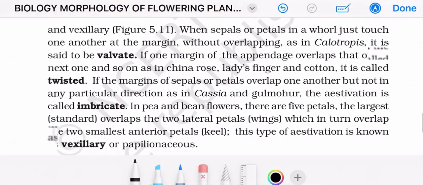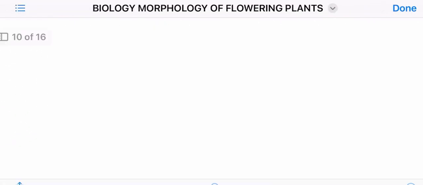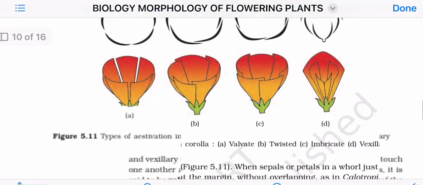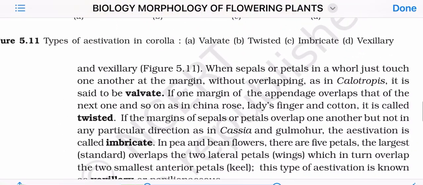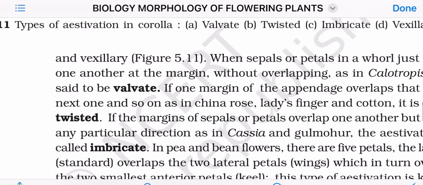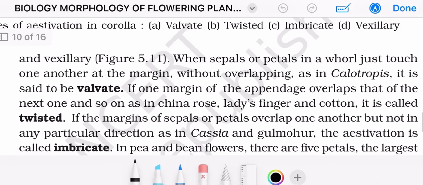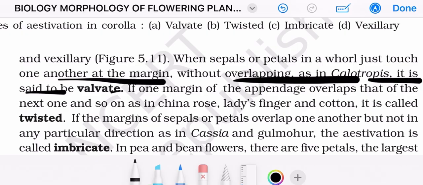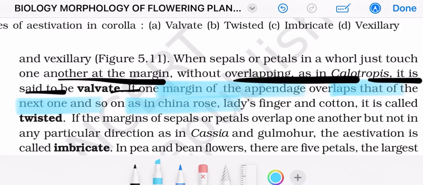When sepals or petals in a whorl just touch one another at the margin without overlapping, as in Calotropis, this is said to be valvate. When one margin of the petal overlaps that of the next one, as in china rose, ladyfinger, and cotton, it is called twisted.